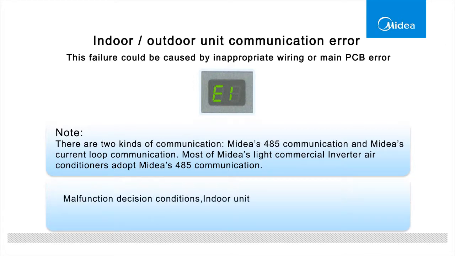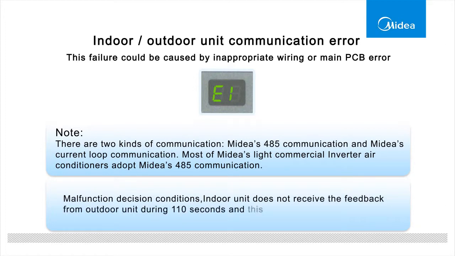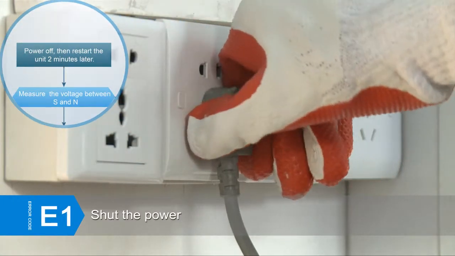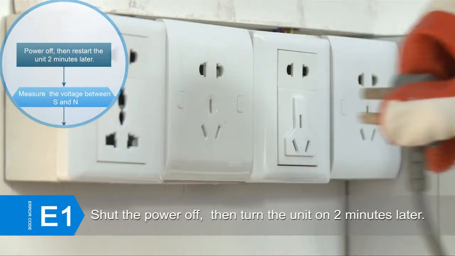Malfunction decision conditions: the indoor unit does not receive the feedback from the outdoor unit during 110 seconds, and this condition happens 4 times continuously. Shut the power off, then turn the unit on 2 minutes later.